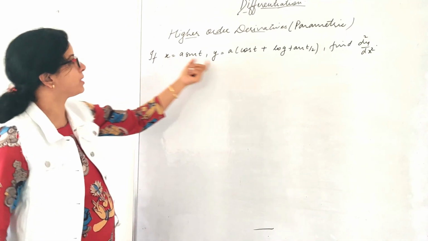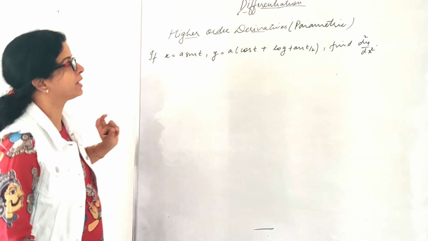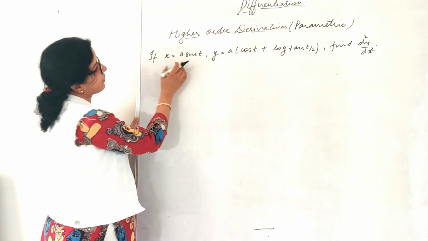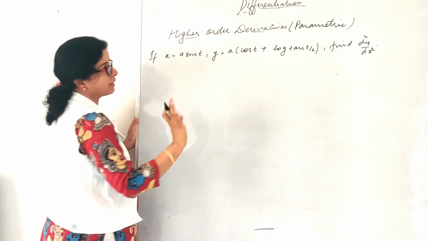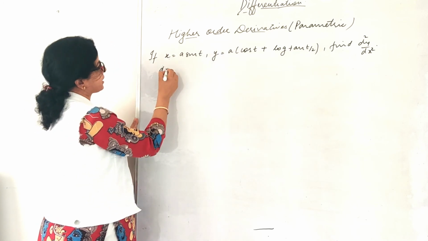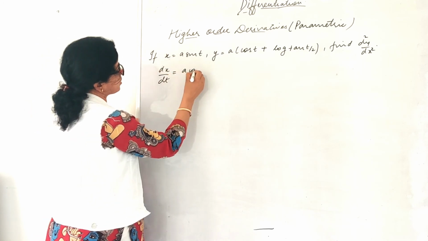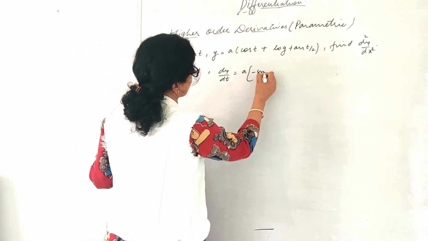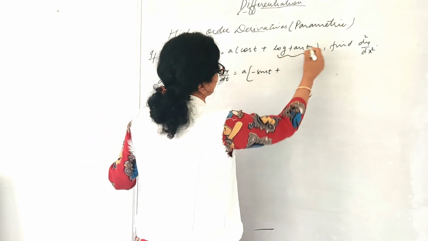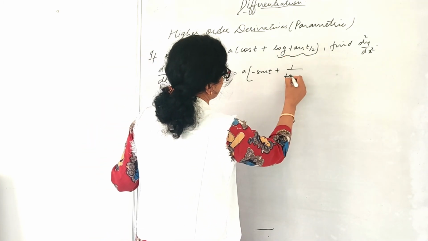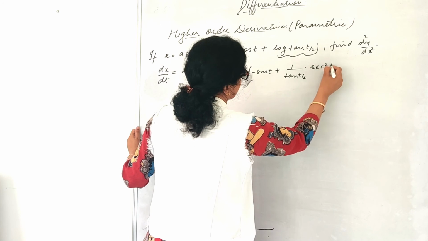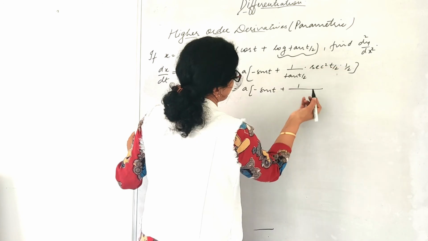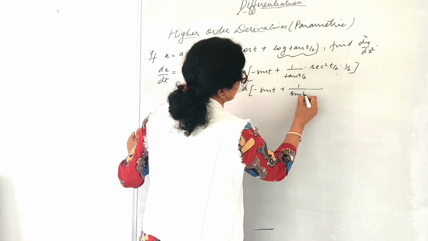We have been given the parametric equations and we have to find the value of d2y by dx2, right? So first of all, we will find dx by dt and dy by dt, and then we will find d2y by dx2. So dx by dt is a cos t. dy by dt equals a times minus sine t plus, here we have to use the chain rule, 1 upon tan t by 2 into secant square t by 2 into 1 by 2. Change into sine and cos. That is the easiest way to solve.